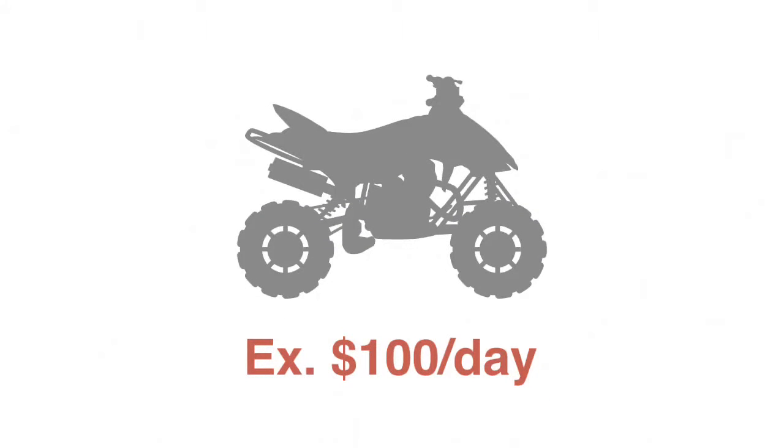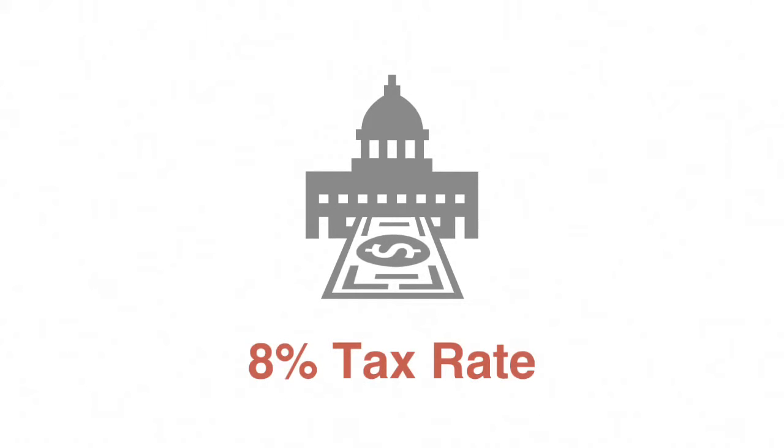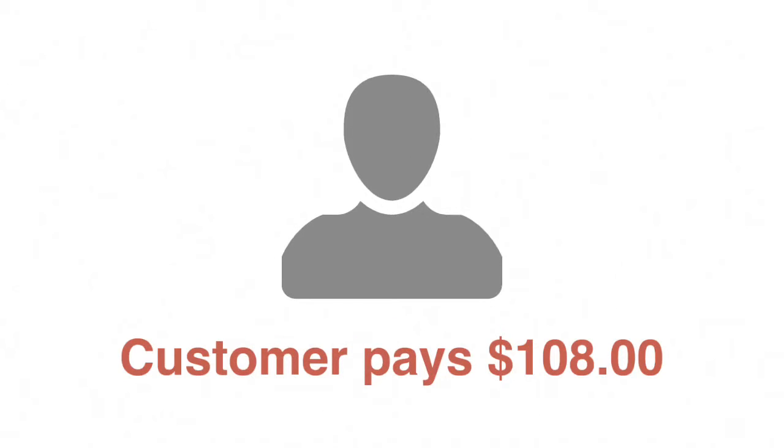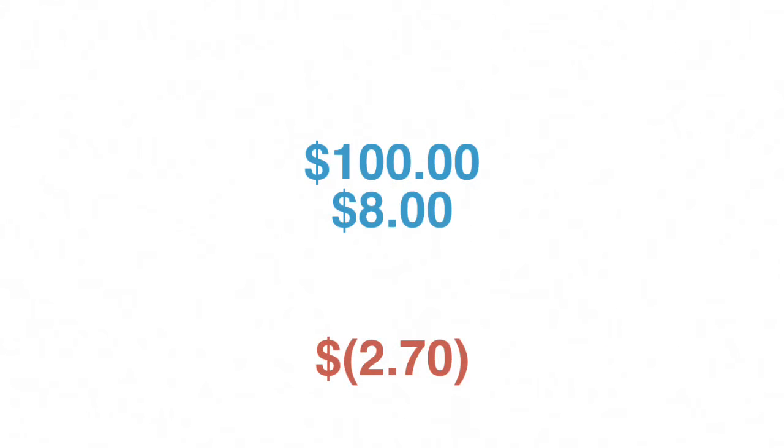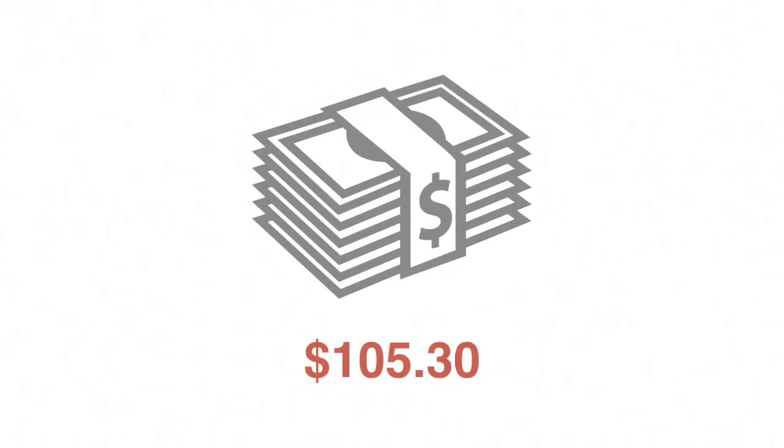Let's say, for example, that a customer rented an ATV that was listed at $100 a day, and that your total tax burden is 8%. The customer will pay $108 for their rental. And last, let's assume a 2.5% credit card processing fee. You'll receive $100 for the rental, $8 that you can pay your tax burden, and then we'll deduct the $2.70 credit card processing fee, giving you a total payout of $105.30. At Sotrek, our entire goal is to make renting as easy as find, book, and enjoy.